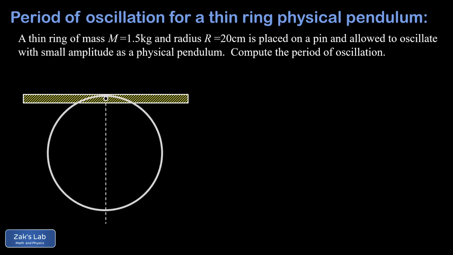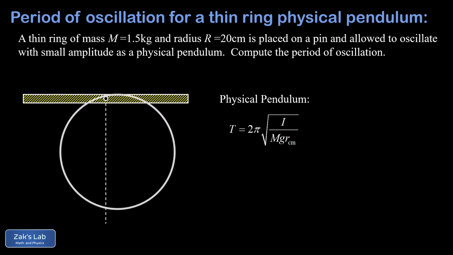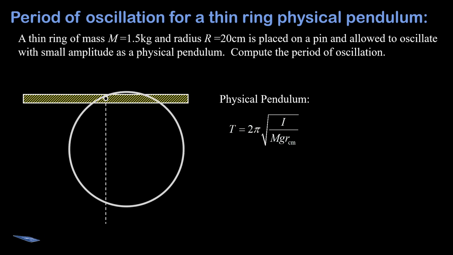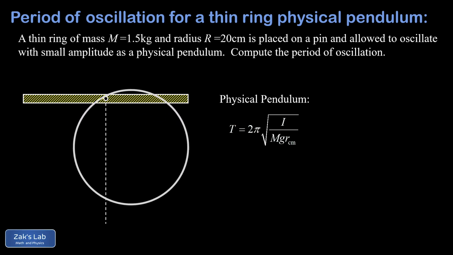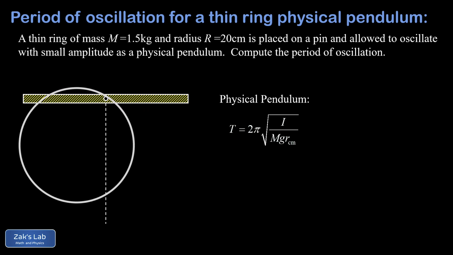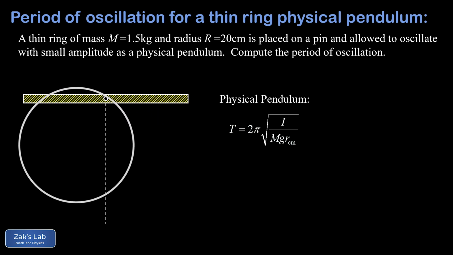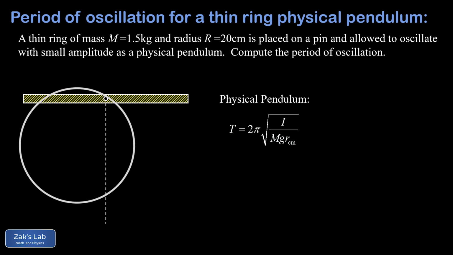Now we're going to bring in a couple key results from previous videos. First, we've already derived the period of a physical pendulum, and it turns out to be 2 pi times the square root of I over m g r center of mass. Now that I is the moment of inertia of the physical pendulum about the actual rotation axis. In other words, using the pin at the edge of the ring as the rotation axis. M, of course, is the mass of the ring.